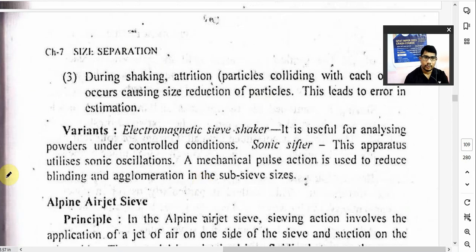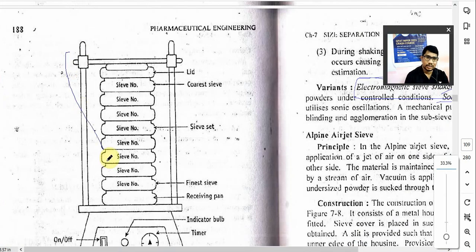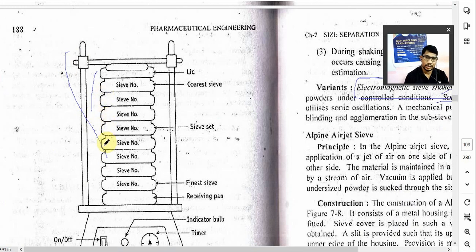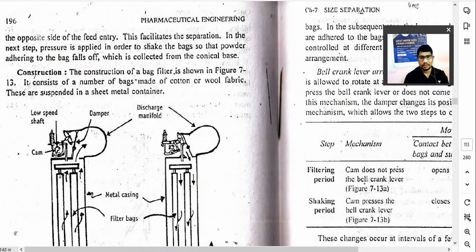Construction and working are not important. A variant of the mechanical sieve shaker is known as electromagnetic, also known as sonic sifter. That's another variant. You might have seen this machine. Sieves are arranged in serial number, 10 on top, then 20, 60, 80, 120, and it is connected to a... Then centrifugal force. Nothing more in this chapter. This much is important for GPAT.